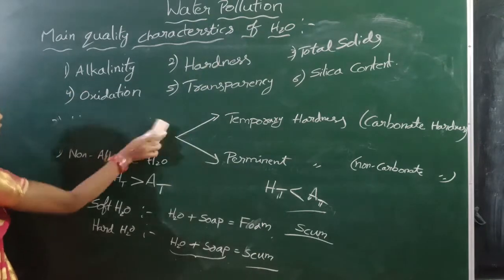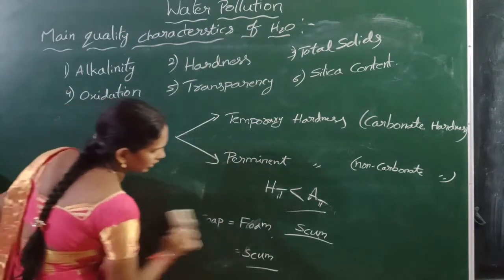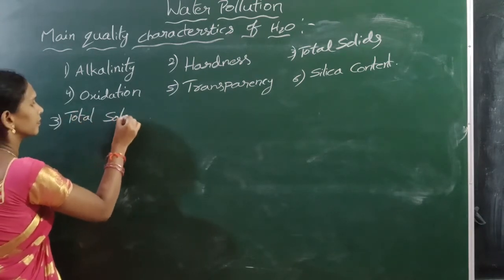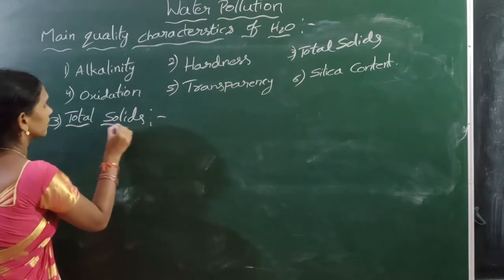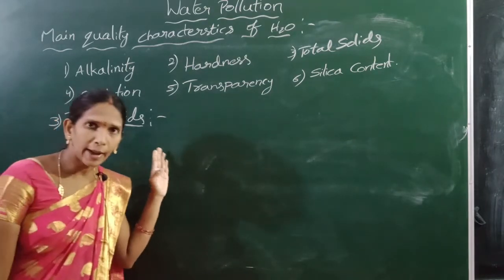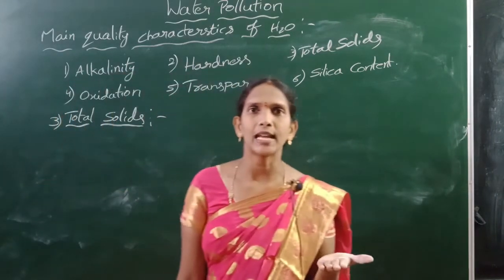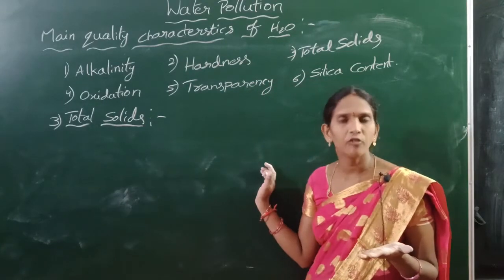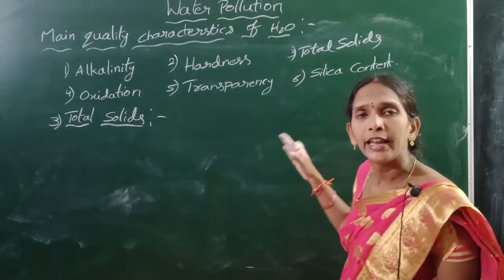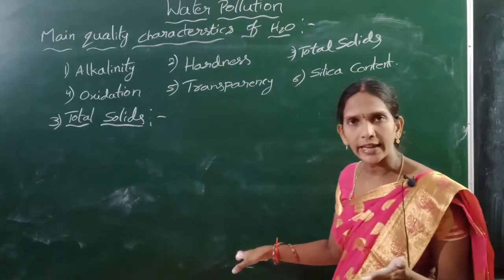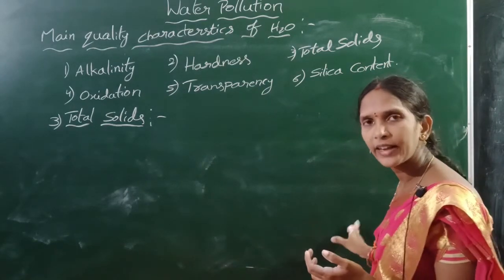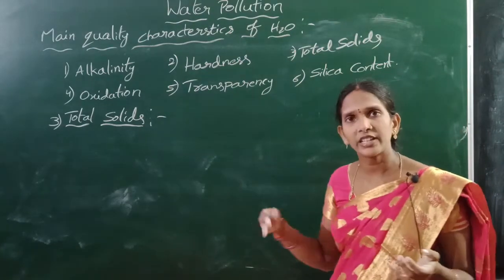The next one is total solids. Total solids means the amount of non-volatile substance present in the natural water. Natural water means cations, sodium, calcium and magnesium, and anions, chloride, sulfate and bicarbonate ions are present in water.